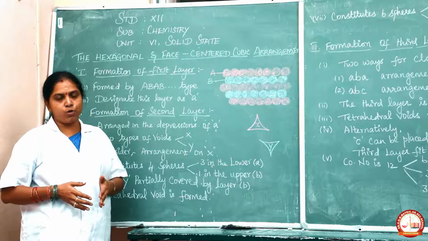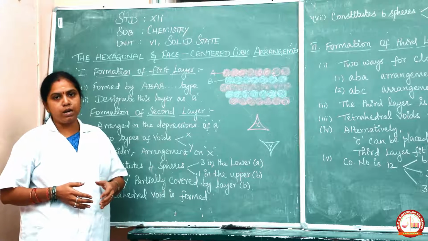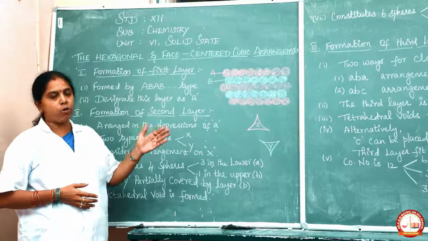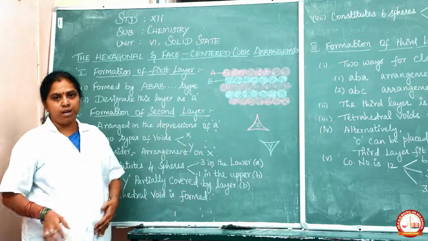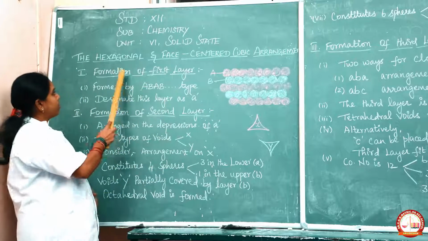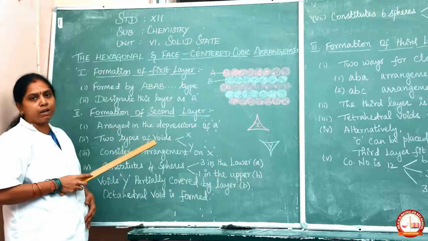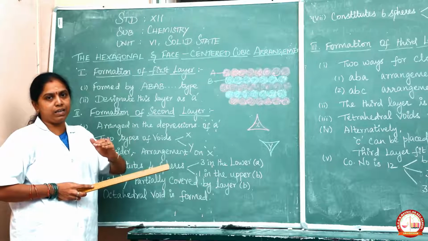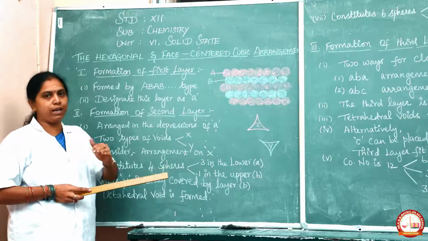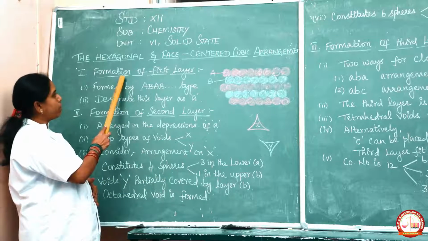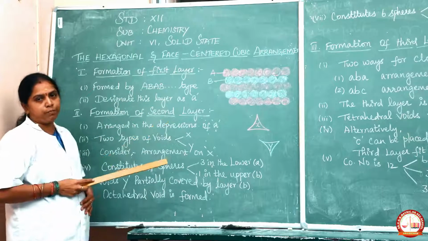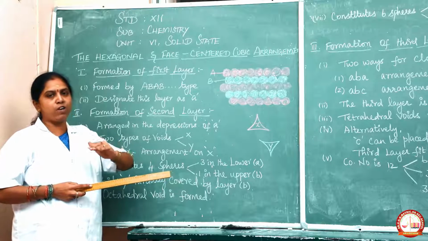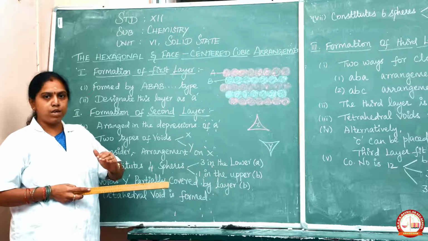So in this video we are going to discuss the arrangement of the constituents in hexagonal packing and also in face-centered cubic arrangement. This hexagonal and face-centered cubic arrangement can be done by packing in three ways, that is, in three layers. First one is the formation of the first layer. We can imagine it like a sandwich, layer by layer, how we are arranging.